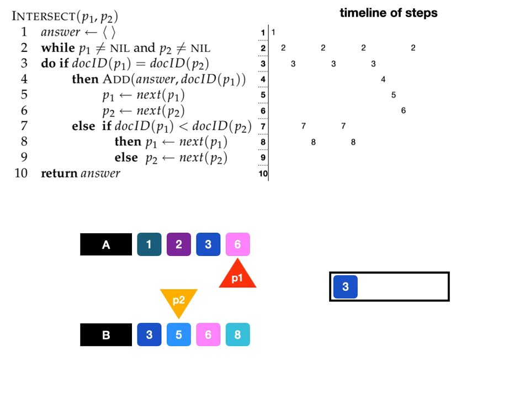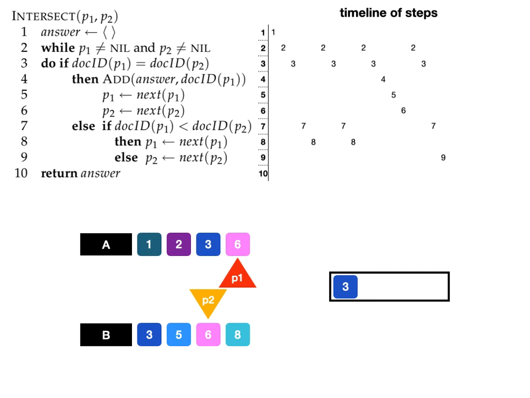We're still both looking at stuff. Now we're going to check again. Is 6 equal to 5? No. We will go down to the advance segment. Is P1 smaller than P2? No, not this time. So instead of doing line 8, where we advance P1, we're going to do line 9, where we advance P2.